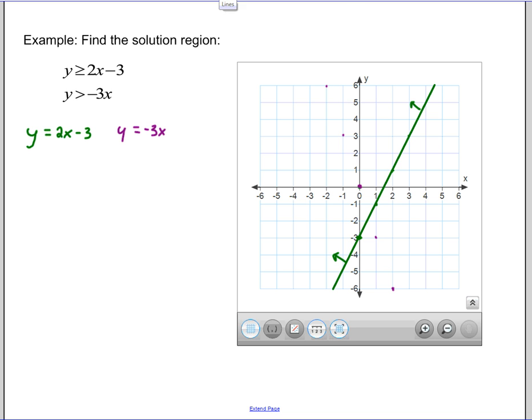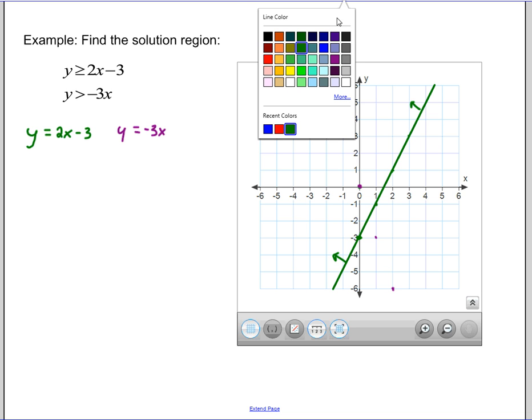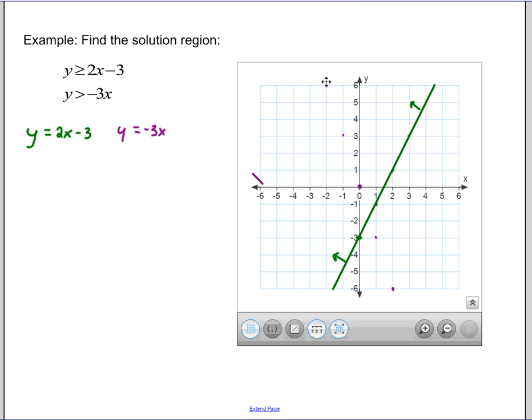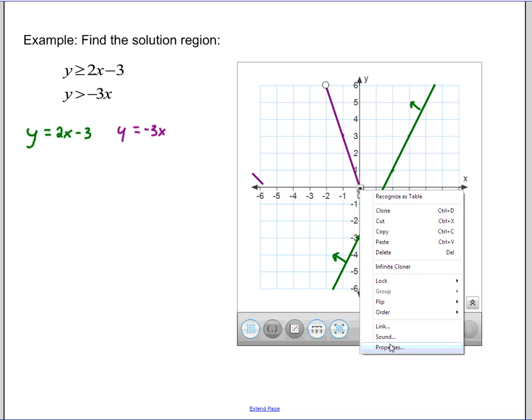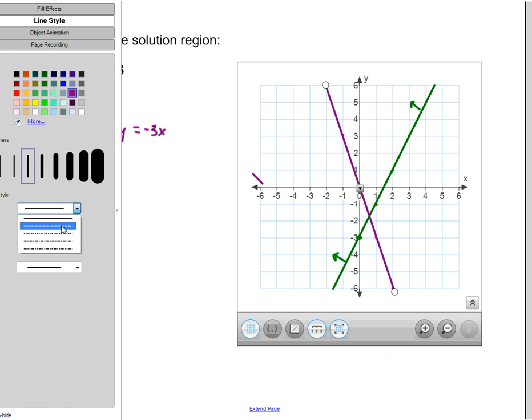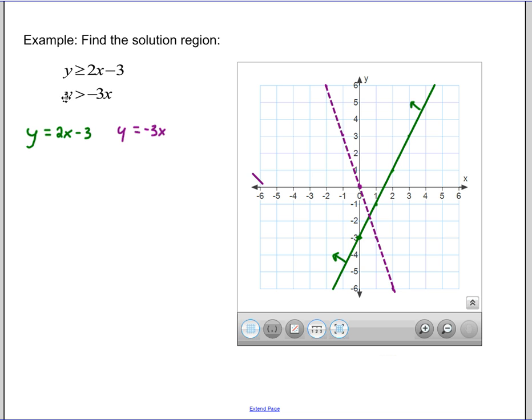So if I want to graph this line, this time in this lovely purple shade here, let's see what we get. Let's start up here, work our way down. And of course, we're not done yet because we do want this to be a dashed line. So let's make sure it's dashed. There we go. Okay, right? We're using the greater than symbol right here.